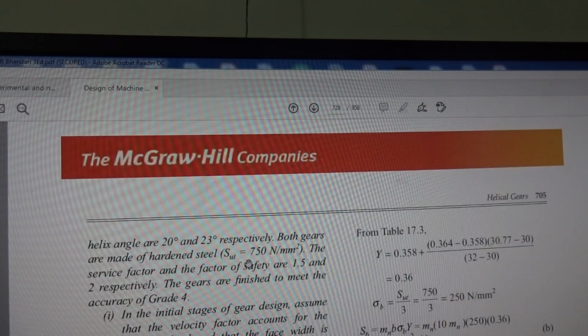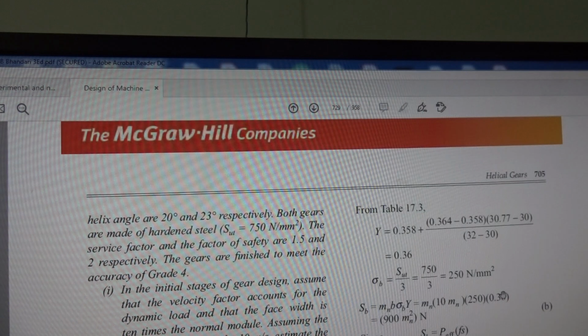Now again interpolate this number of teeth and power factor. You can get the power factor for the 30.77. You can interpolate for value for the teeth 31 and 30. So you can get this one. So this one is the 0.37. Sigma b is equal to sigma ut by 3. So 250 Newton per mm square.